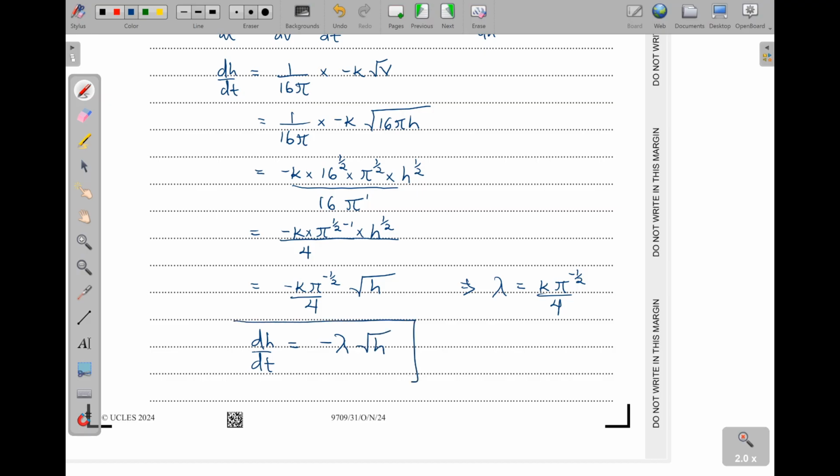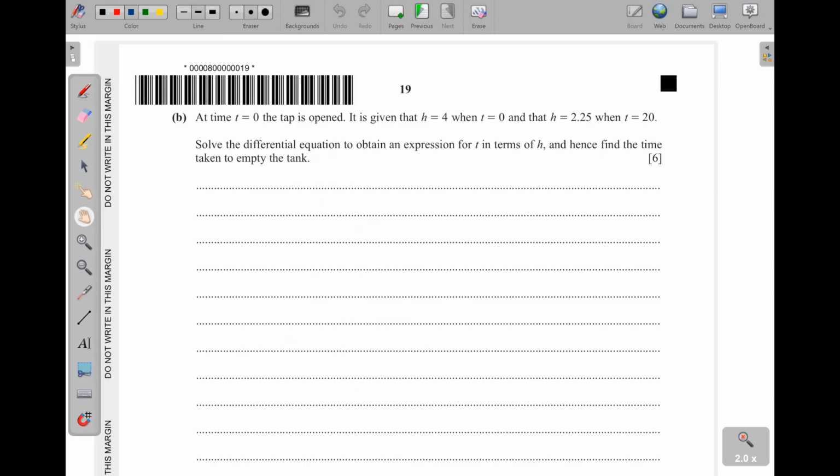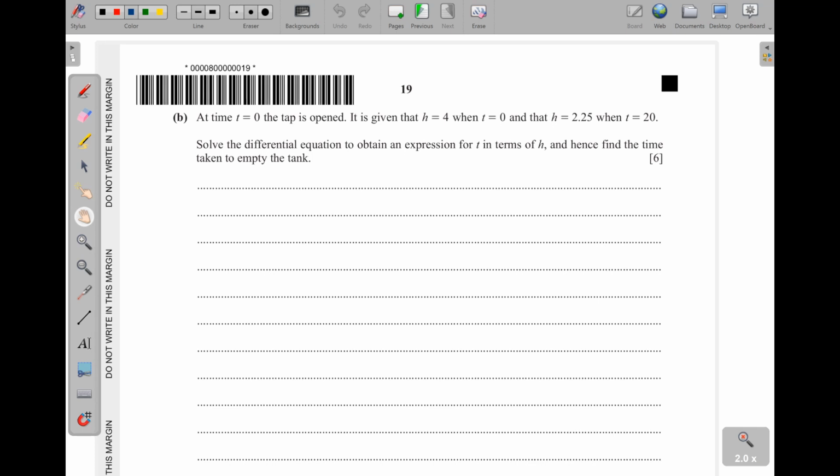Part B, at time t is equal to 0, the tap is opened. It is given that h is equal to 4 when t is equal to 0, and h is equal to 2.25 when t is equal to 20. Solve the differential equation to obtain an expression for t in terms of h, and hence find the time taken to empty the tank.